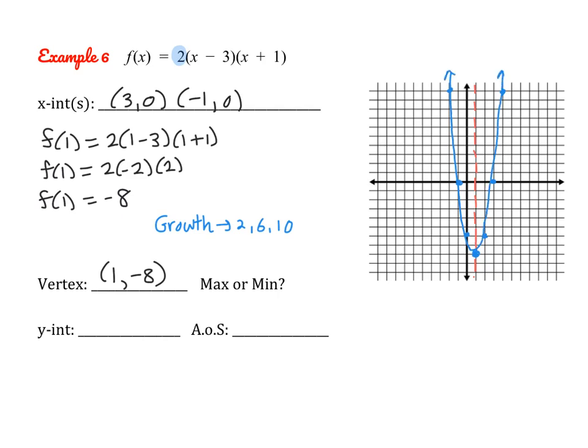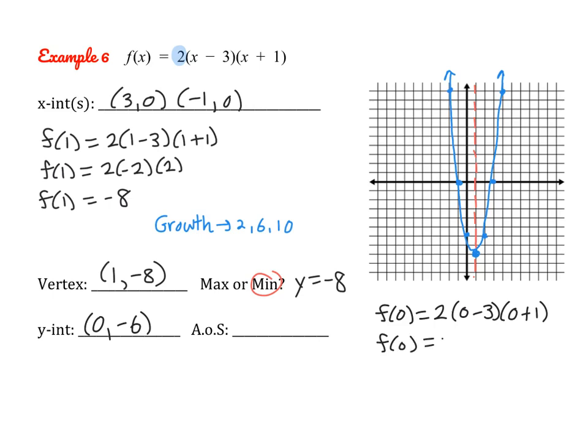There you go. So notice positive a values give us happy face graphs, which have a low point. So this graph has a minimum at y equals -8. The y-intercept we can see is at (0, -6), but just to confirm, let's find what f of 0 is algebraically. So substitute 0 into your equation. So 2 times -3 times +1 is -6.